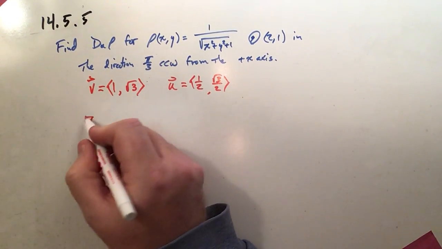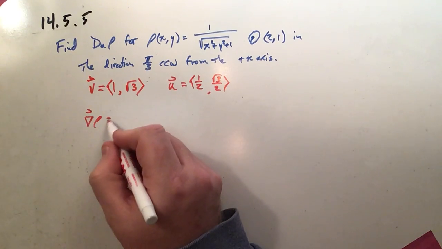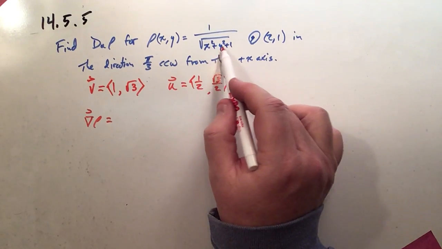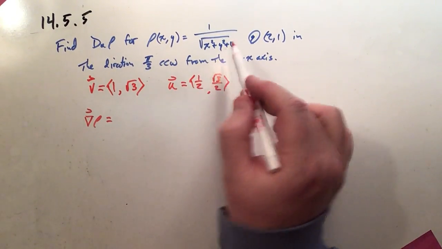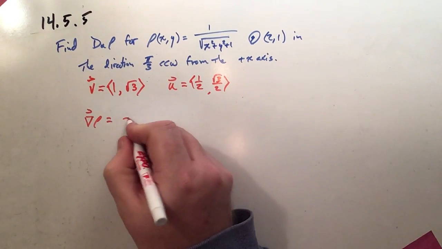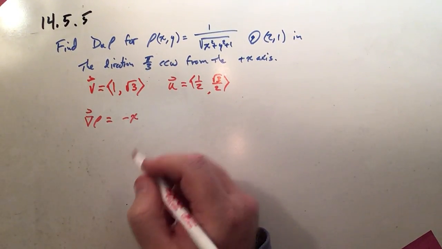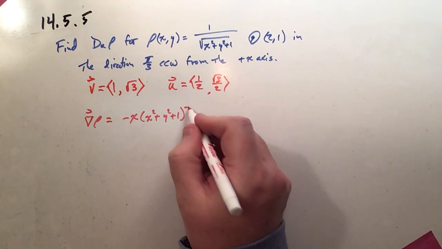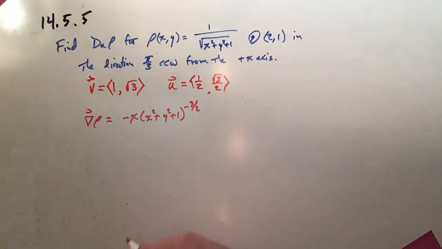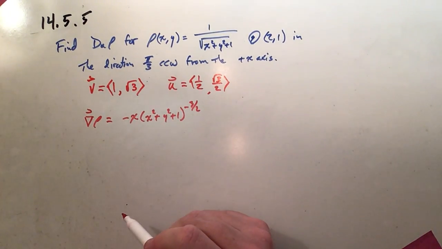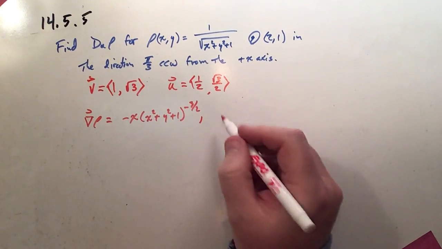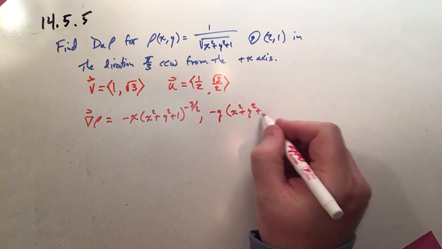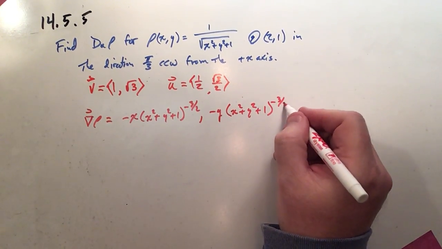So I want the gradient of rho. And what's that going to be equal to? Well, first, if I treat this as x squared plus y squared plus 1 to the negative 1/2, it's a little bit easier to take the derivative of. The partial with respect to x is going to be negative x times x squared plus y squared plus 1 to the minus 3/2, because it started out at the minus 1/2, so it drops down by 1. And the y coordinate's very similar. It's negative y, and then x squared plus y squared plus 1, also to the negative 3/2.